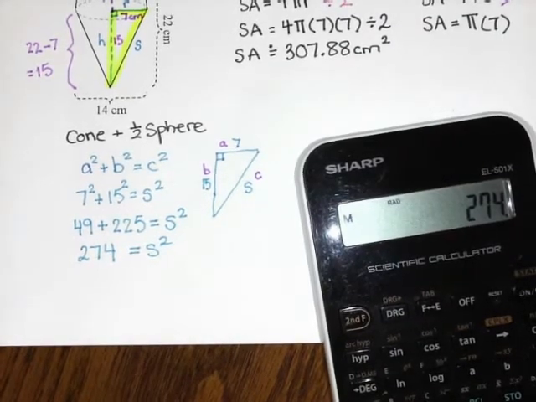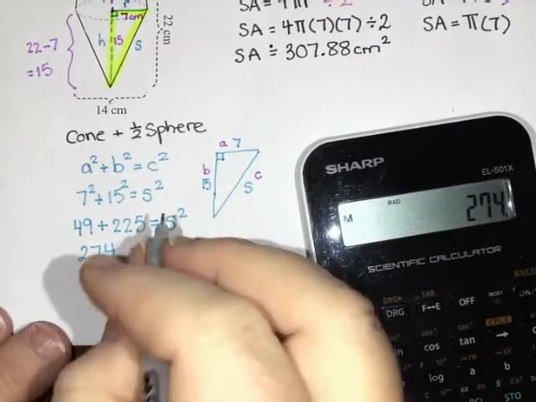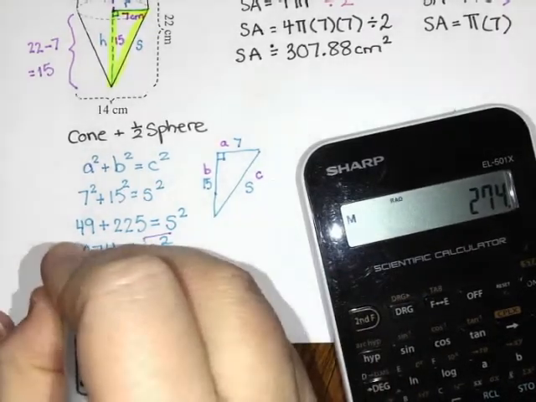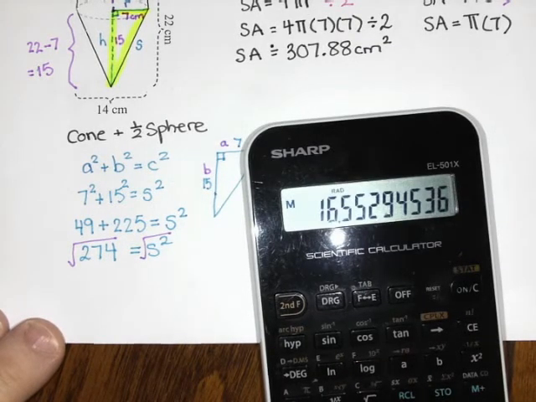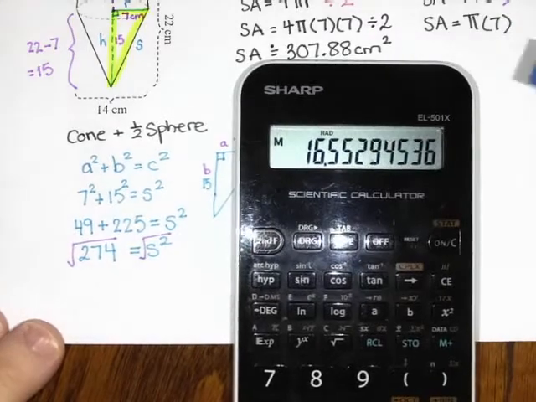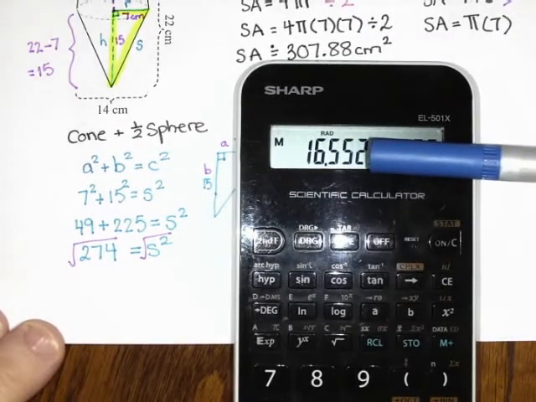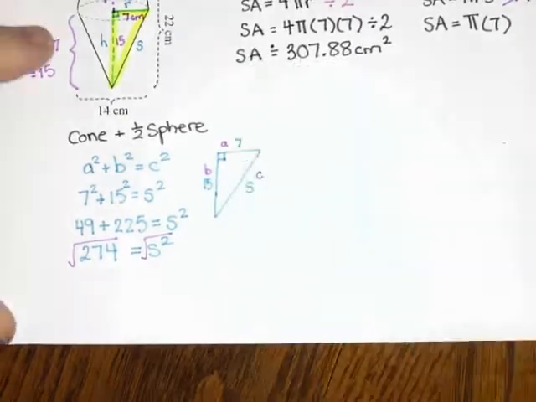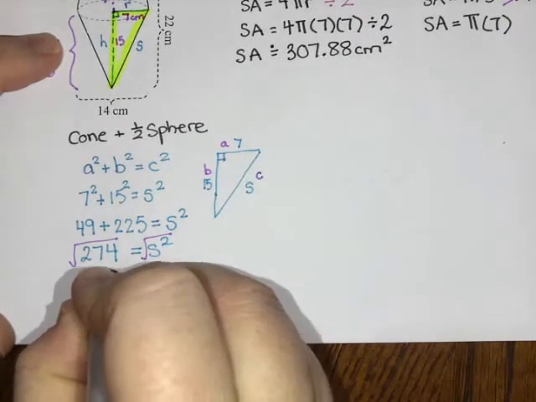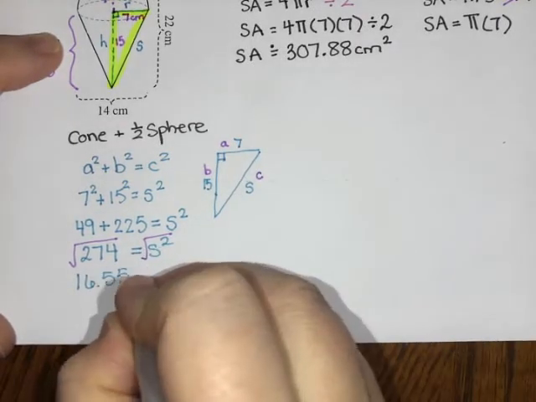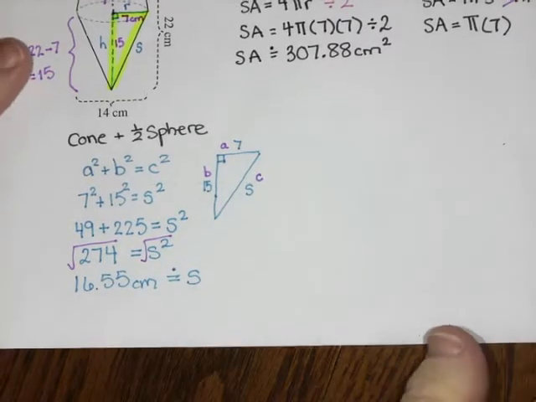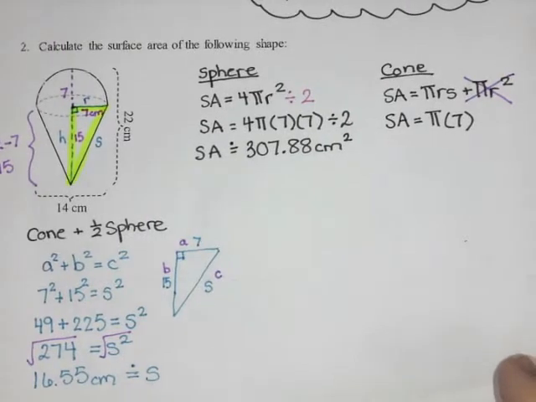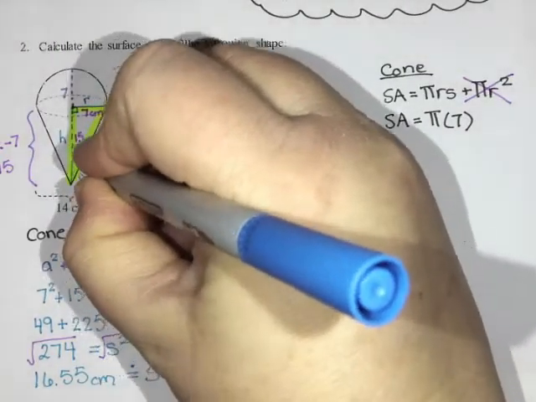I want to know what just S is, so I'm going to do the opposite of a square, which is a square root, to cancel that out. So I'm going to do the square root, which is 16.55. The next number is a 2, which means it's less than 5, so we're going to leave that alone. So it's just going to be 16.55. So that is centimeters. And I rounded, so I'm going to put a dot over my equal sign. So our slant height is approximately 16.55 centimeters.